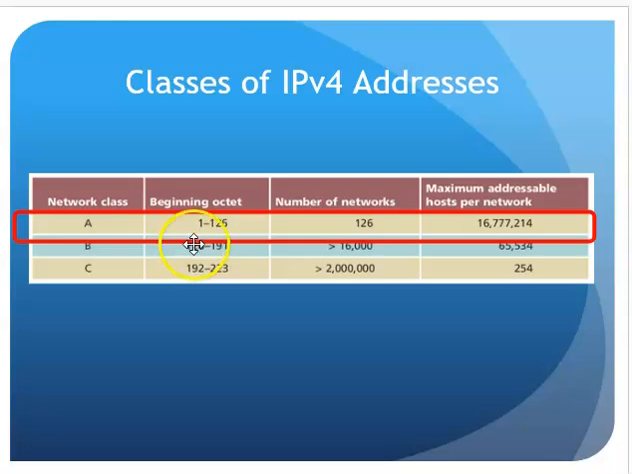Remember, for a Class A address, the first octet is in the range of 1 to 126. So if I see an address starting with 70, I know it's a Class A address. Remember your first octet rules.